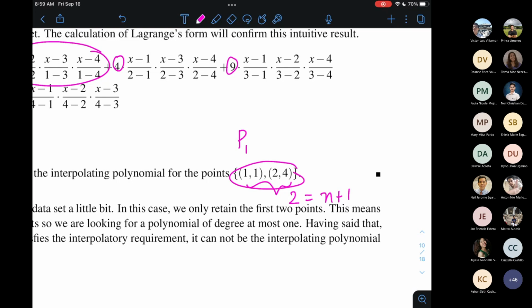1, 1, and 2, 4. So, x squared will not be a good candidate. Actually, it should not be a candidate at all kasi ang degree ni x squared ay 2. Lampas siya dun sa degree na hinahanap natin para dun sa AIP.